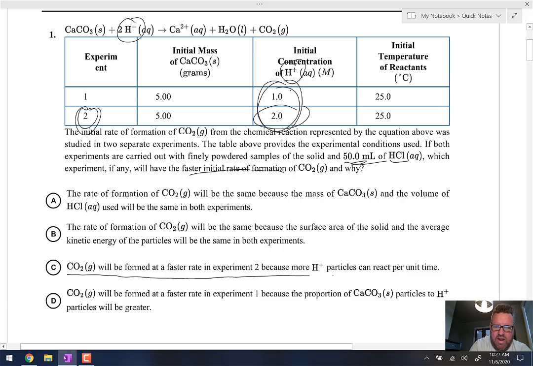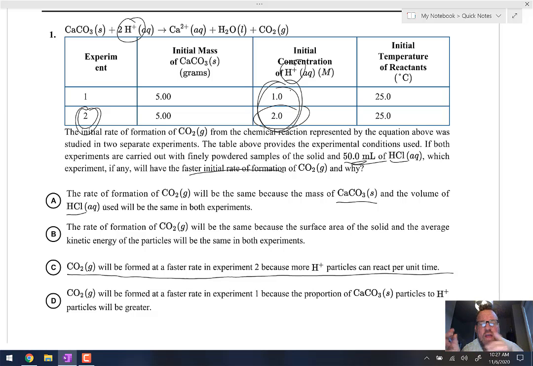CO2 will be formed at a faster rate in experiment 2 because more hydrogen ion particles can react per unit time. And again, if you look at the other answers, the rate of formation will be the same because the mass of calcium carbonate is the same and the volume's the same. That's great, but again, think about what you've learned. It's concentration, not volume, that affects how fast the reaction goes.